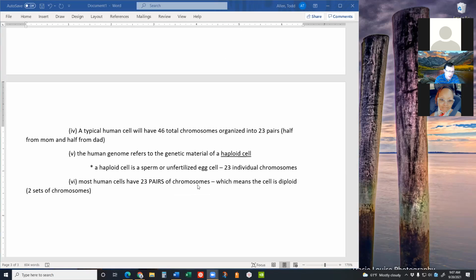Kendall, that is correct. Kendall has a question in the chat window: so gametes are the only haploid cells. That is correct, Kendall. Gametes are the only haploid cells. Every other cell of your body is typically going to be diploid, barring any unusual circumstances that we could talk about at another time, like cancer. Cancer throws the wrench into things.